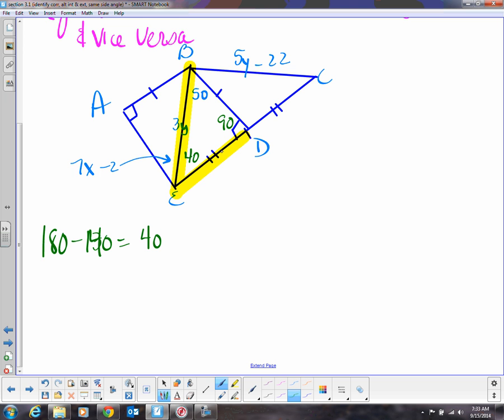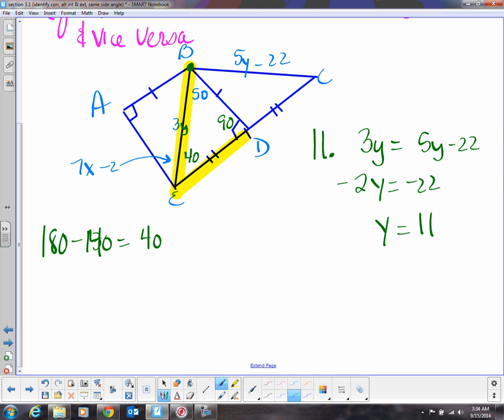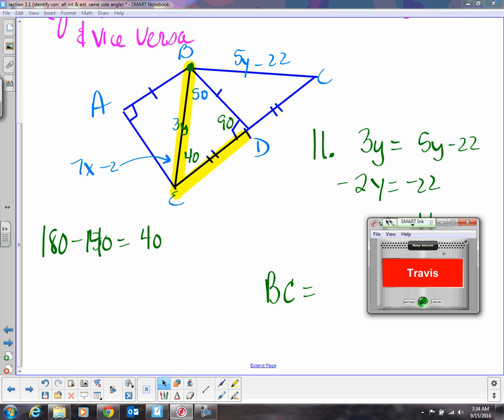Okay, so let's talk about the perpendicular bisector. How do we know that BD is a perpendicular bisector? Right angle, two congruent segments. So what does it mean for B to be equidistant from the endpoints of E and C? This is 11. What does that mean? That they are equal. BE must equal BC. So if you subtract 5y, you get negative 2y. So what is your y? Positive 11. So now they want BC. How do you get BC from here? What are you going to do? How do we find BC once we get 11, Travis?